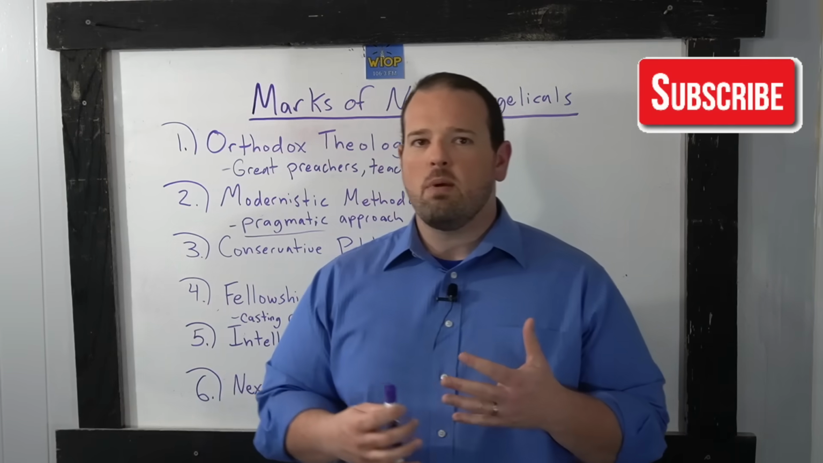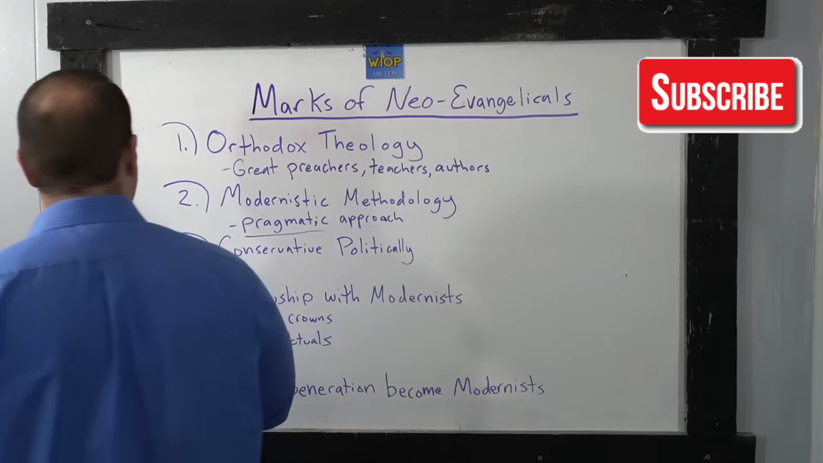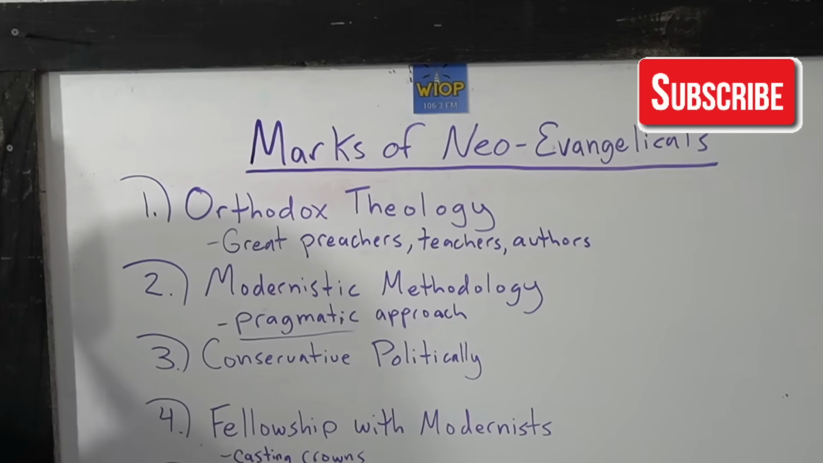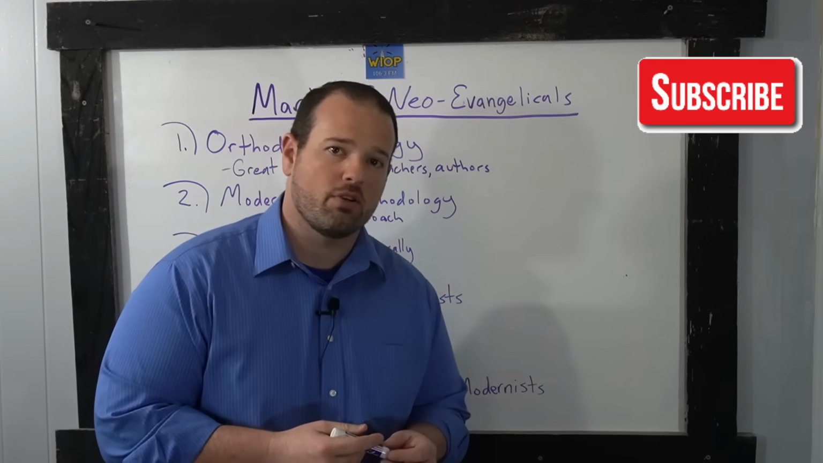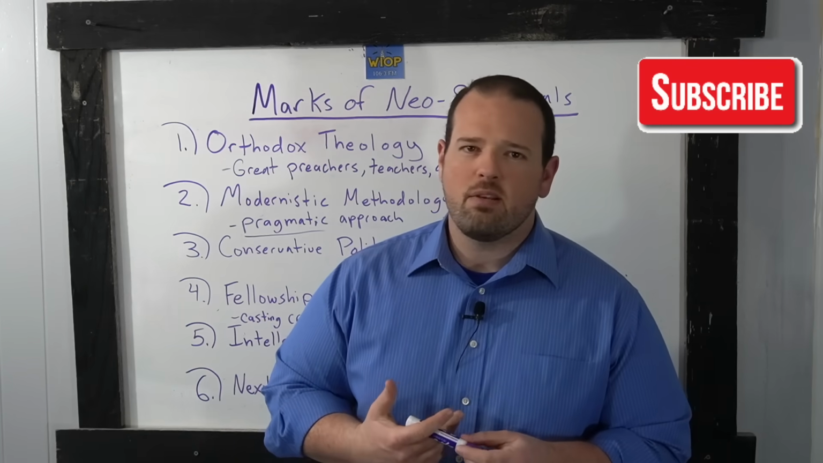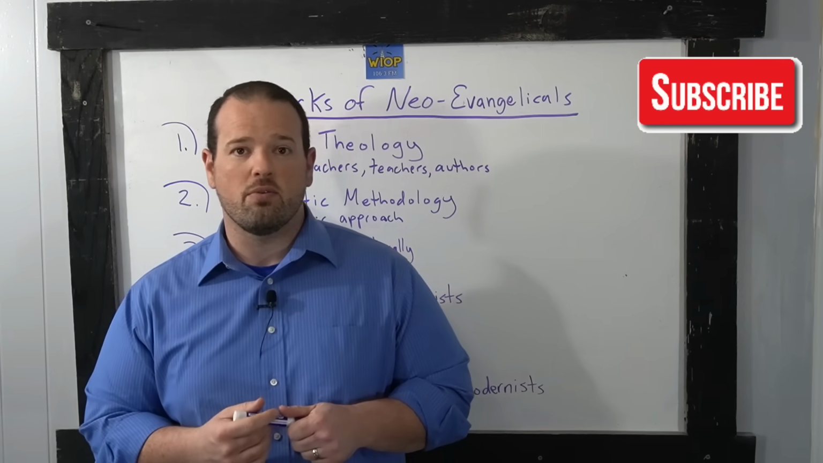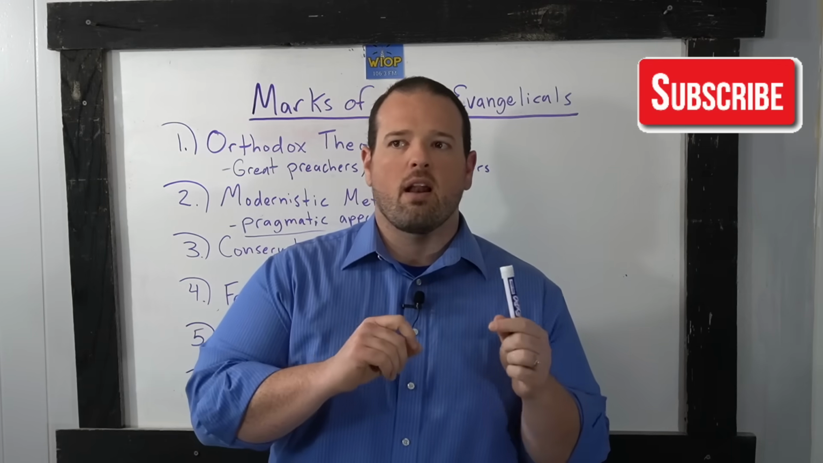So how do you identify these people? What are their marks? I'm going to give you six of them real quick. Number one, the neo-evangelical is orthodox in his theology. He gives the correct answers when it comes to major doctrinal issues like the virgin birth of Christ, inspiration of Scripture, second coming of Christ. A lot of these men have, through the years, been great apologists for the truth. They have been men who can articulate correct theology very well.